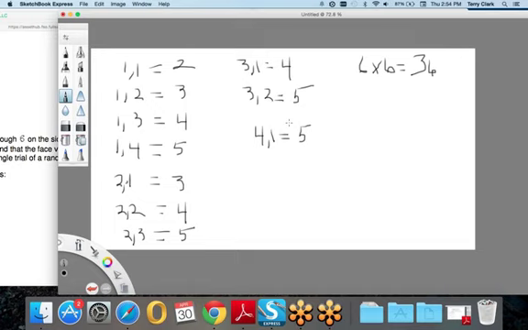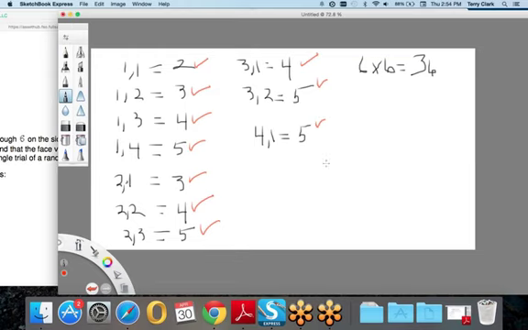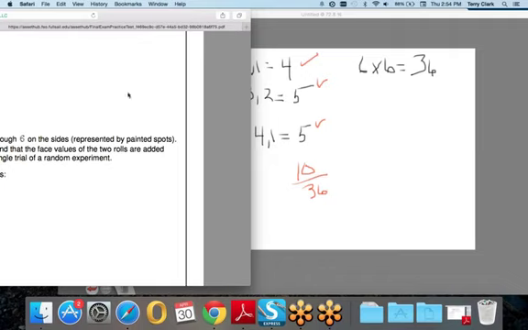Now, I got to figure out what my probability was getting a 5 or less. So I can just count them up. 1, 2, let me change the color on it. Okay, I just go 1, 2, 3, 4, 5, 6, 7, 8, 9, 10. Okay, so I've got 10 out of 36 for 5 or less. Okay, but I'm not looking for 5 or less. I'm looking for 5 or more.